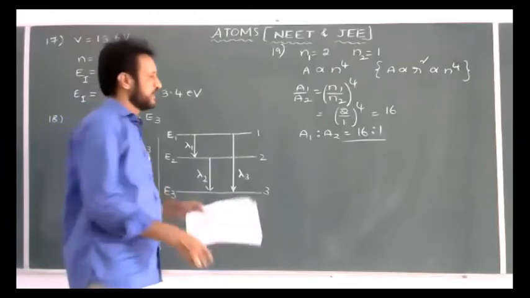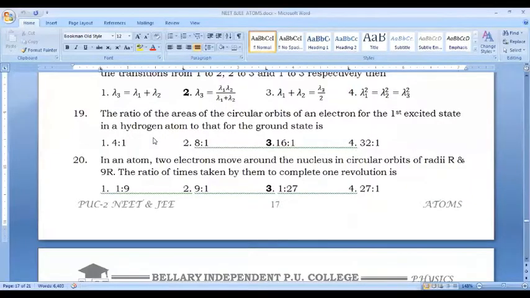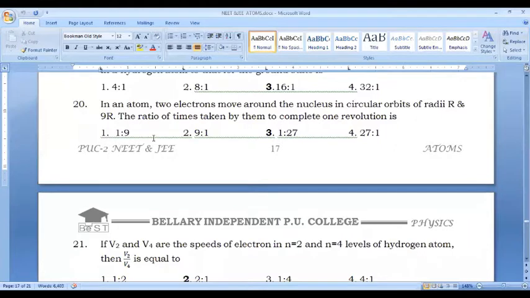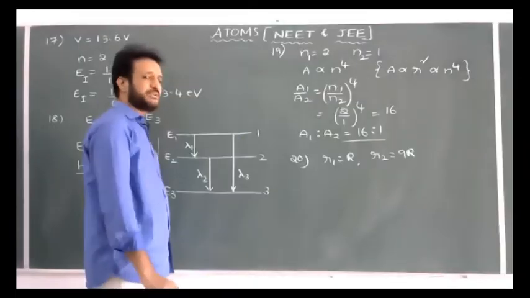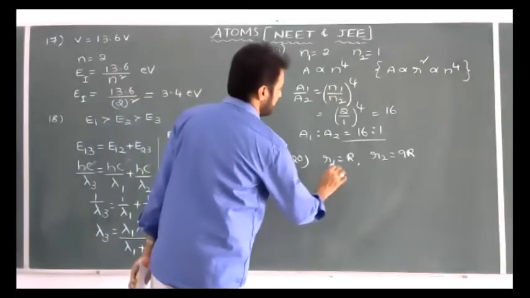Question number 20. In an atom, 2 electrons move around the nucleus in circular orbits of radii r and 9r. The ratio of the times taken by them to complete one revolution is. So we need to calculate the ratio of the time periods.